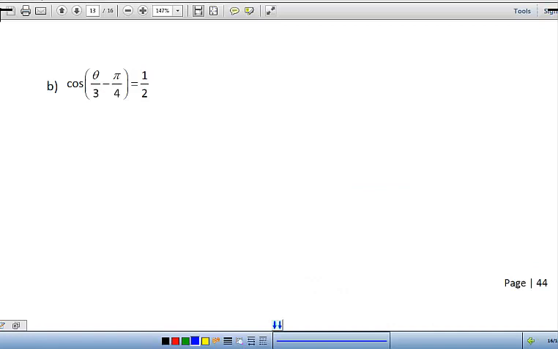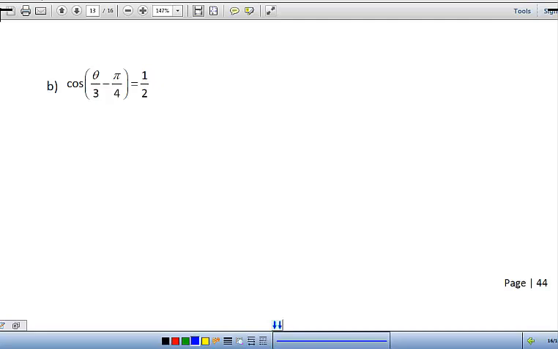All right, in this problem, we still want to solve for theta. And we've got cosine of theta over 3 minus pi over 4 equals 1/2. Well, we're trying to find the cosine of the difference of two angles. So I'm going to use those formulas, I believe, to help me out. Hopefully everything will work out fine for us.